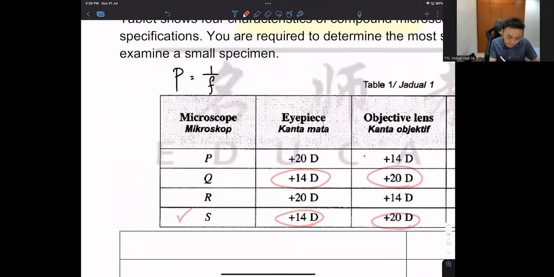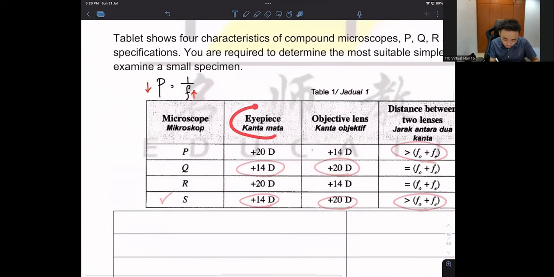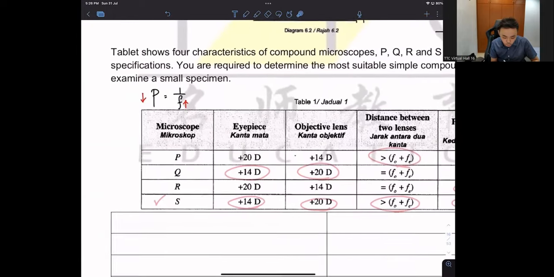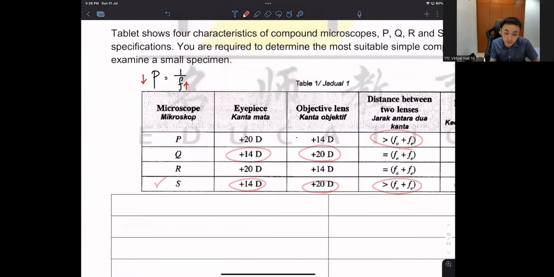Now, let's say the power is smaller. That means the focal length is longer. Exactly. So first thing first, when you talk about the eyepiece, smaller power means what? If your power is smaller, what happens to your FE? They are supposed to be longer, right? The focal length of the eyepiece is longer. So the power of the eyepiece is smaller, that's why FE is longer. Later I'll explain to you why.